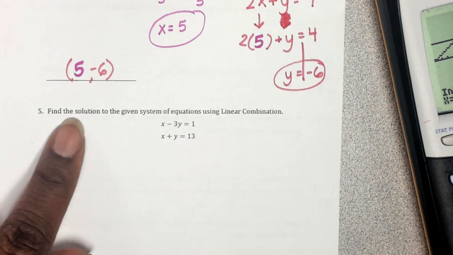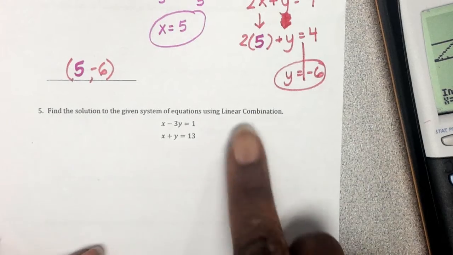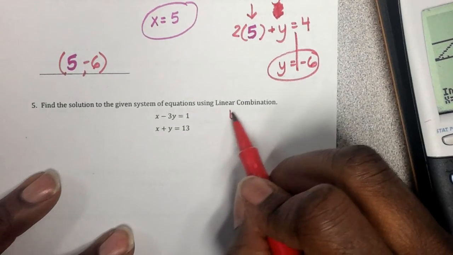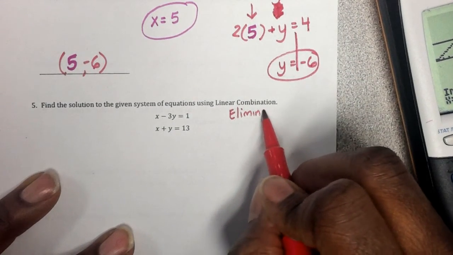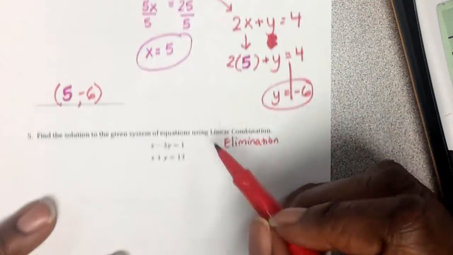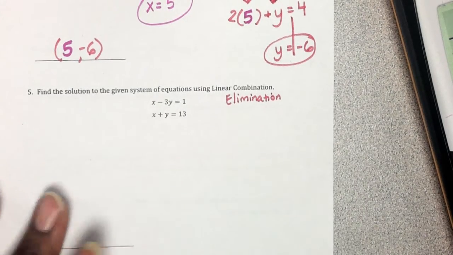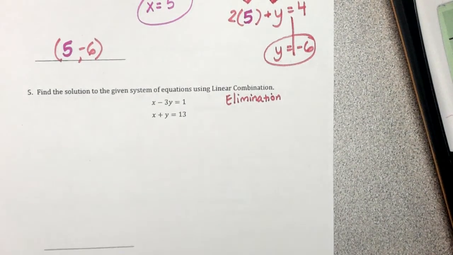Number 5, find the solution to the given system of equations using linear combination. What does linear combination mean? It just means elimination. Sorry, I forgot to tell you that on the first one. The linear combination method is the elimination method. However, this one, there is not a zero pair, so I need to make one.